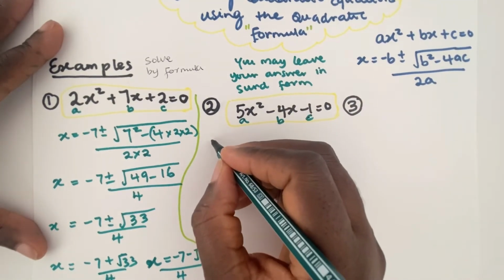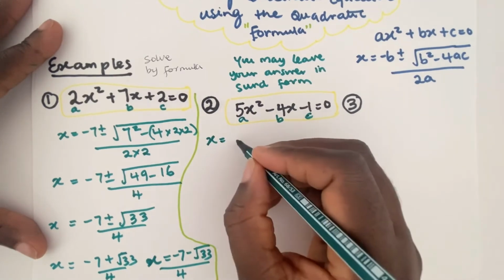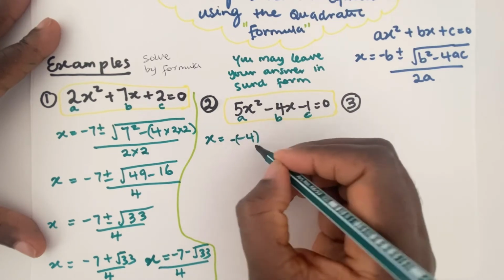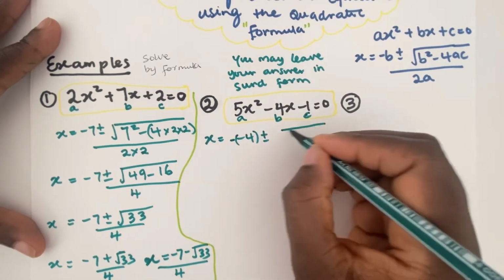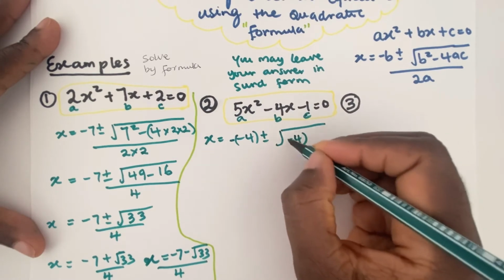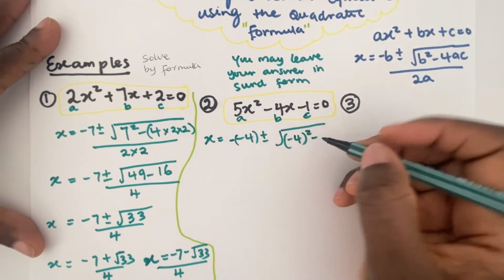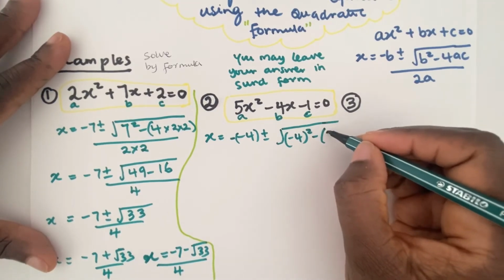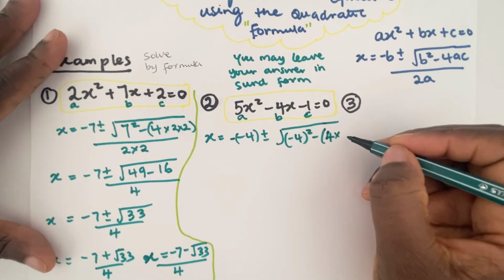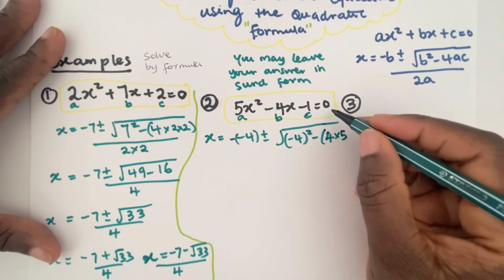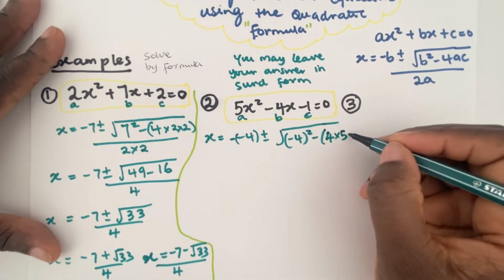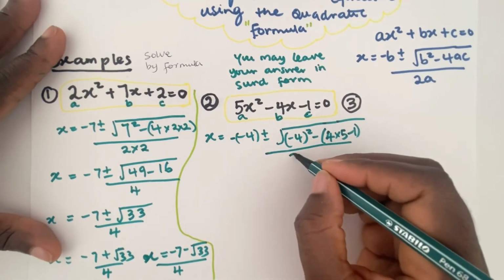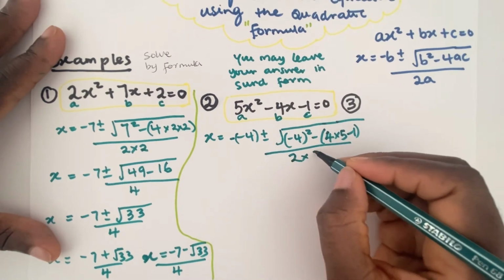So here we would have that x is equal to minus minus 4. Okay, negative minus negative 4 plus or minus the square root of minus 4 squared minus 4 times a is 5 and c is negative 1, all over 2 times 5.